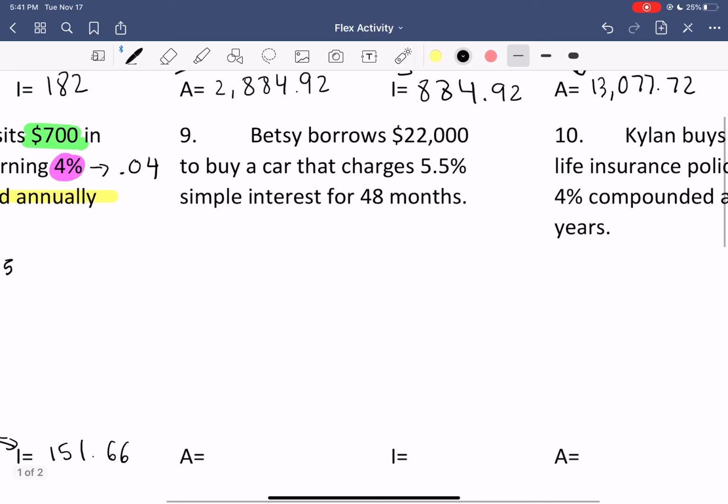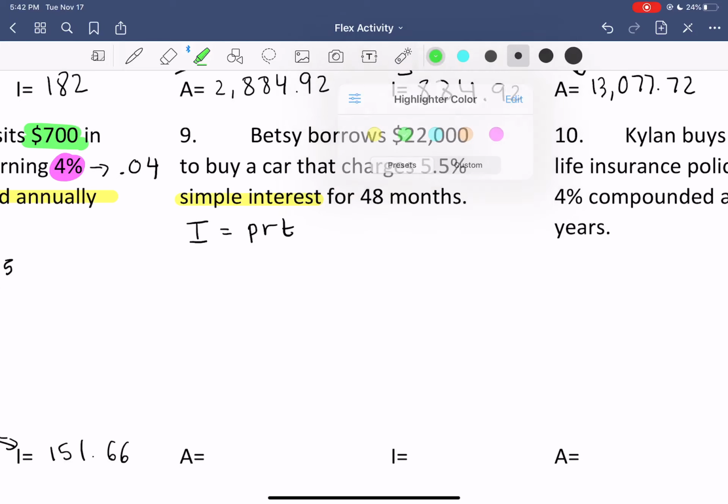All right, Betsy borrows $22,000 to buy a car that charges 5.5% simple interest for 48 months. So we're looking at simple interest, which means we're going to use the formula I equals PRT. Let's find the values that we need.